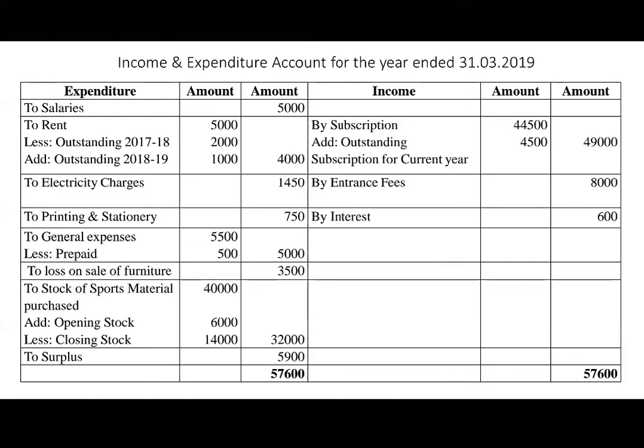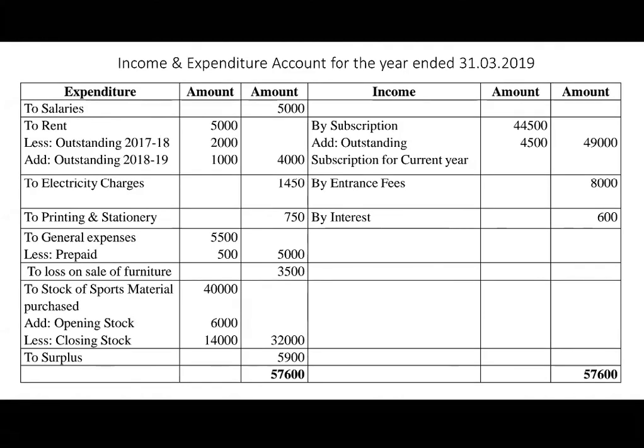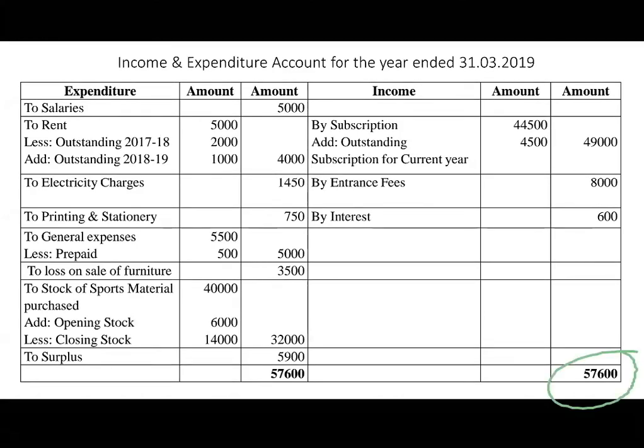Okay, so once you are done with the income and expenditure account, you will close the account. In this income and expenditure account there might be chances of 50-50. Sometimes a surplus comes, sometimes a deficit comes, which means sometimes expenditure is more, sometimes income is more. Looking at the amounts, it is clearly seen that the income side is more. So I totaled the income side: 49,000 plus 8,000 plus 600, and the amount I got is 57,600. I recorded the same amount in the total of expenditure.